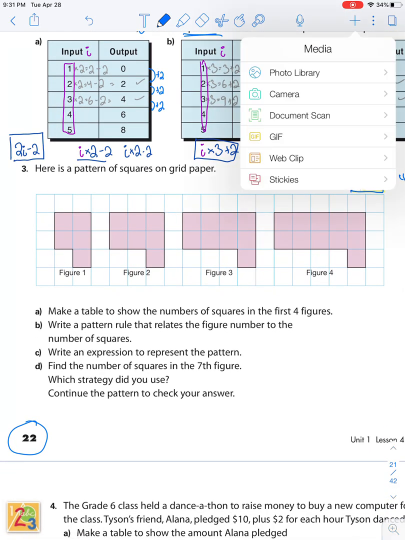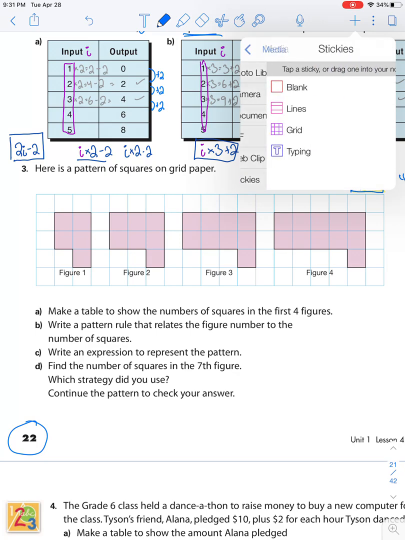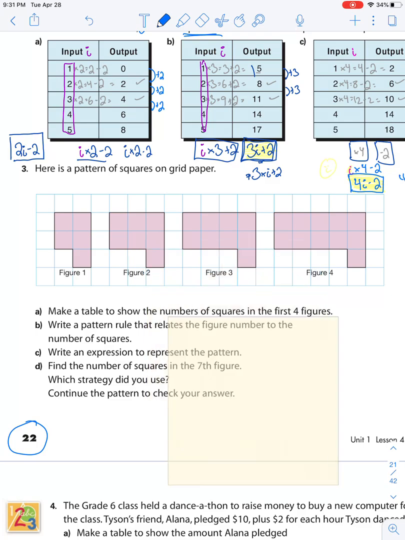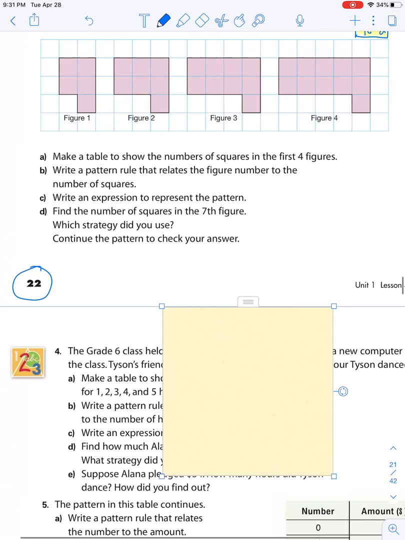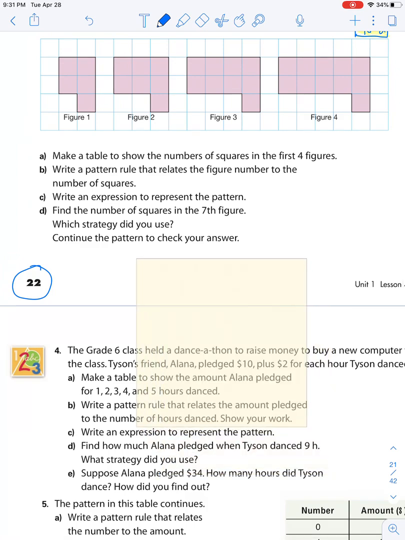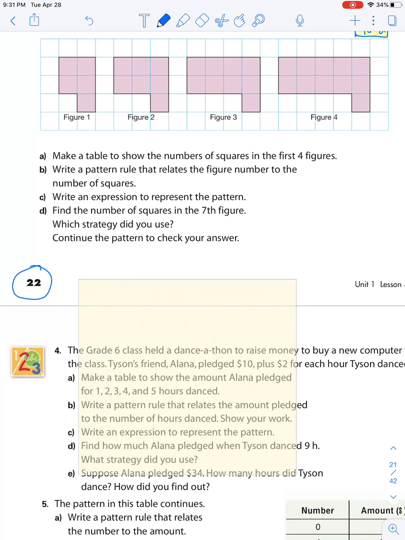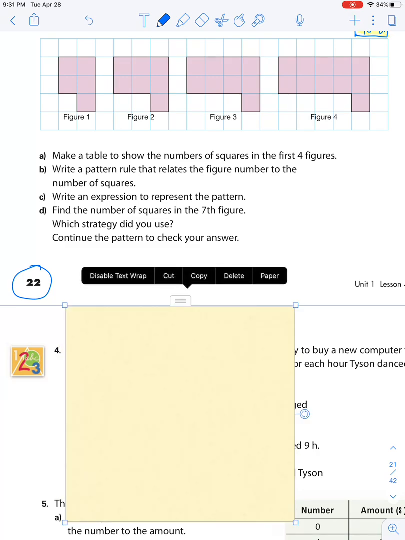Now I want to put a little sticky in here. Okay, there we go. This is going to be a little bit easier to work with. Now what I have to do here is make this nice and big here.